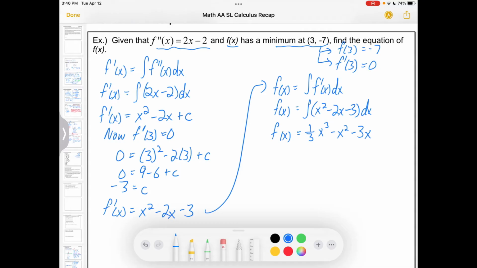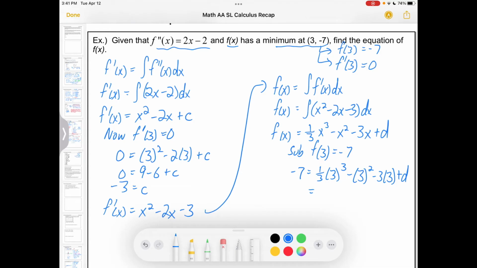Now, I'm just going to call it d. You can use whatever letter you want. Some people use c sub 1, c sub 2. Now, in order to find the value of d, I can sub f of 3 gives us negative 7. In other words, if I put 3 in for x, I should get negative 7 for y.